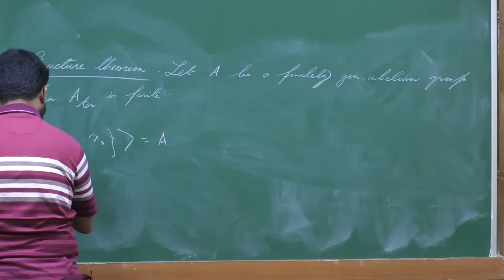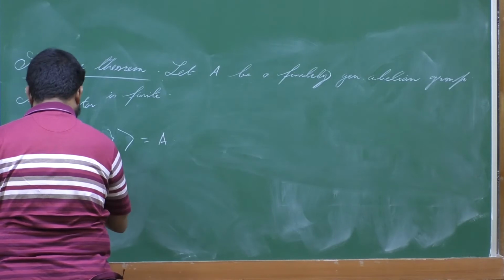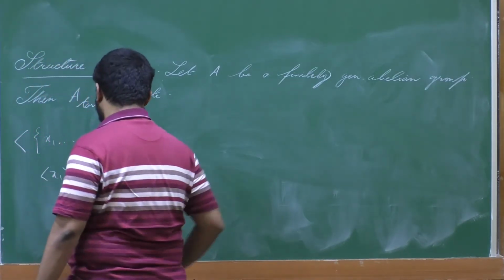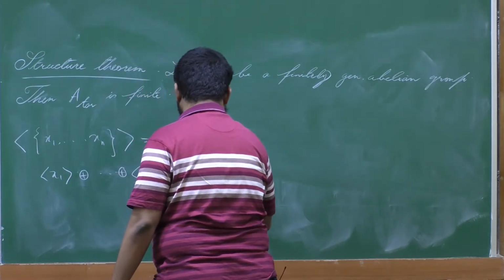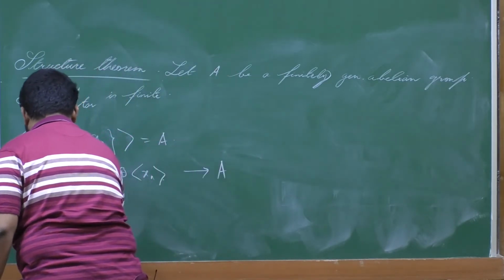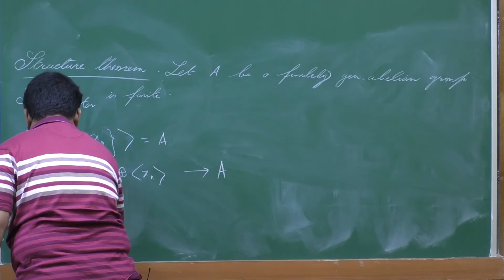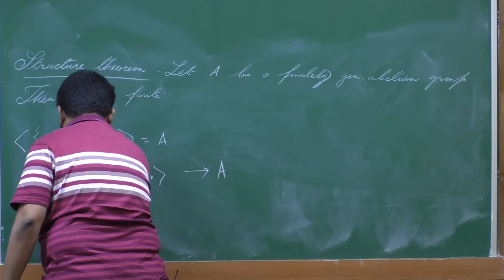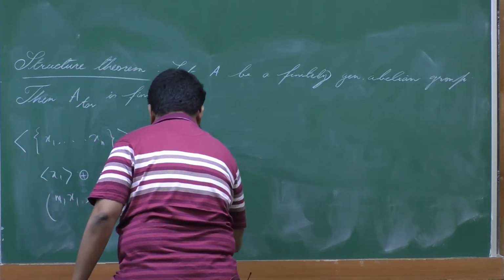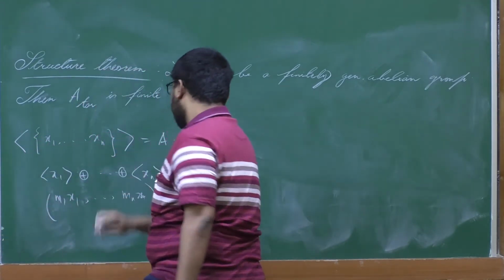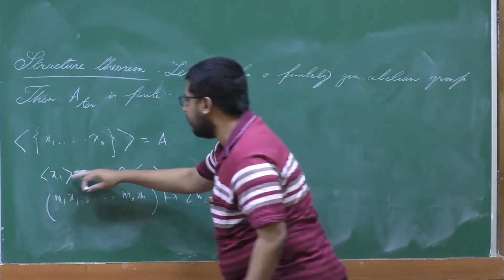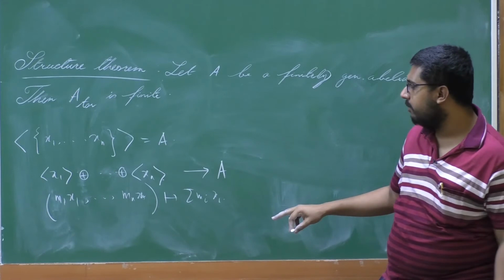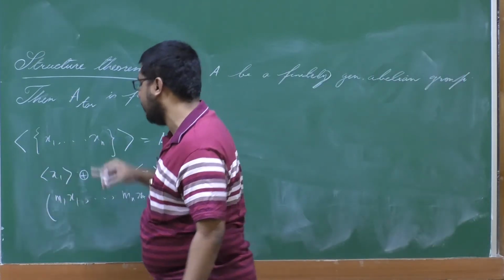Okay, then certainly we construct this direct sum of subgroups, and from this we have a very natural map (m1 x1, ..., mn xn) that goes to the summation of mi xi. Remember, if this were a basis of A, then certainly this map would be an isomorphism, but in general we cannot say because it is just a generating set.